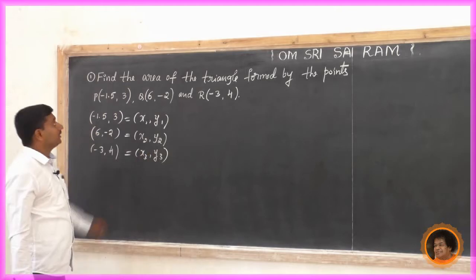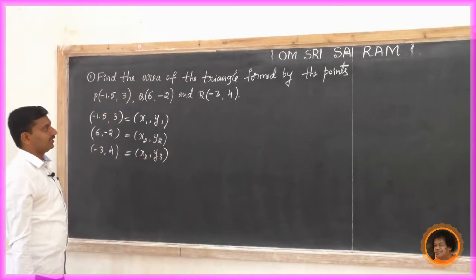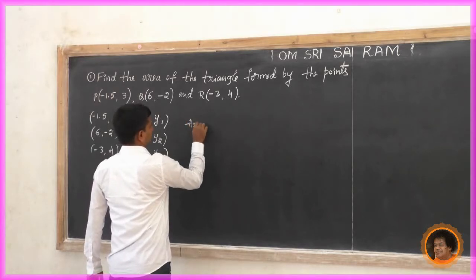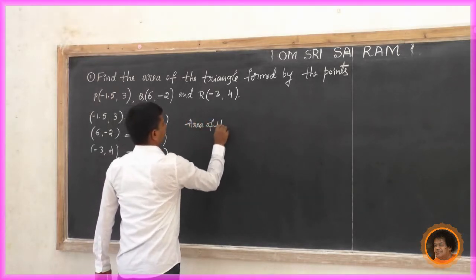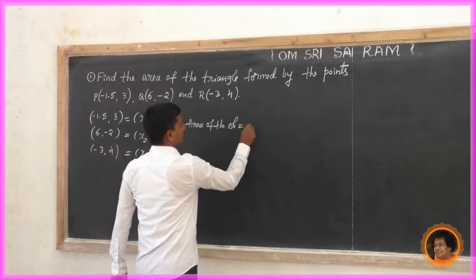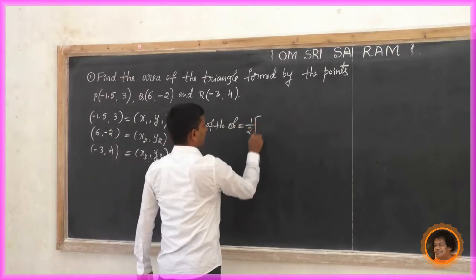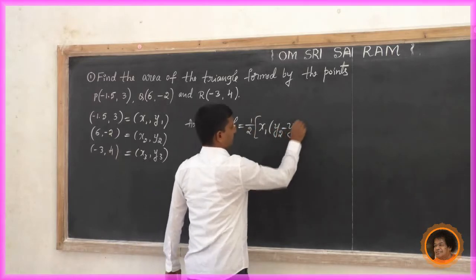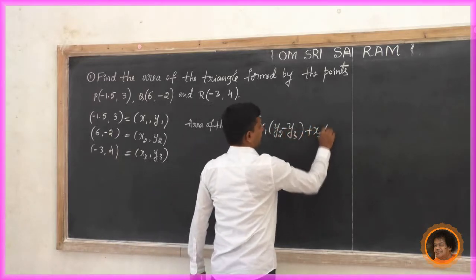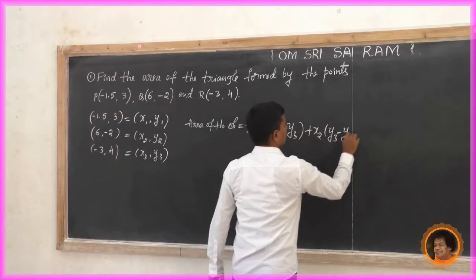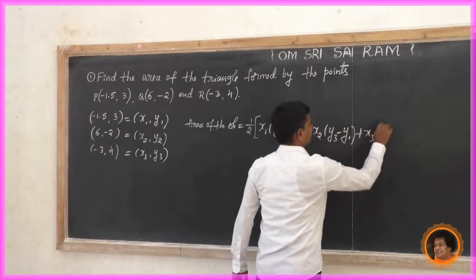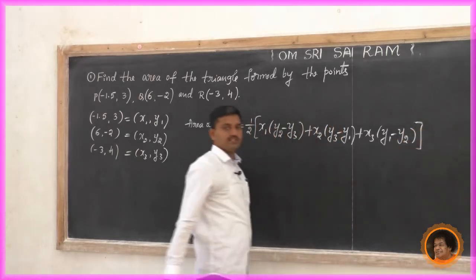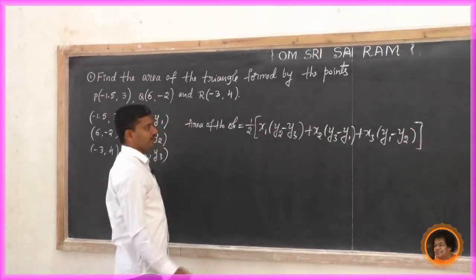So what is the question given? Find the area of the triangle. So the area of the triangle equals, what is the formula? Half into x1 into y2 minus y3 plus x2 into y3 minus y1 plus x3 into y1 minus y2. So by using this formula, we can find the area of the triangle.